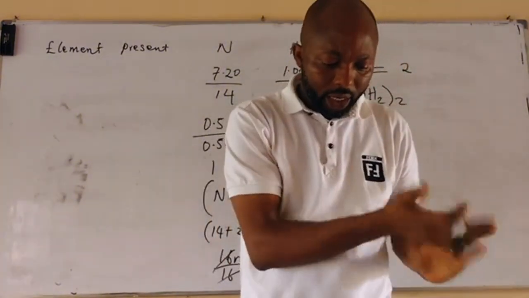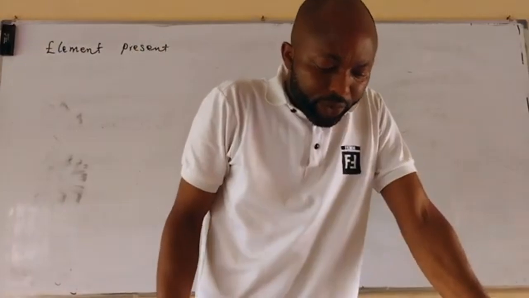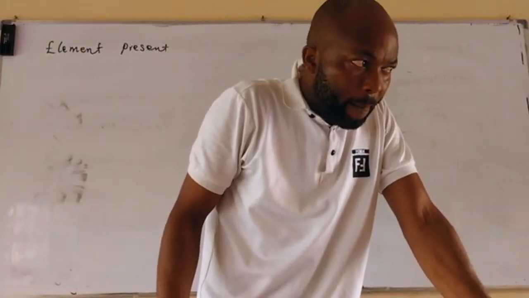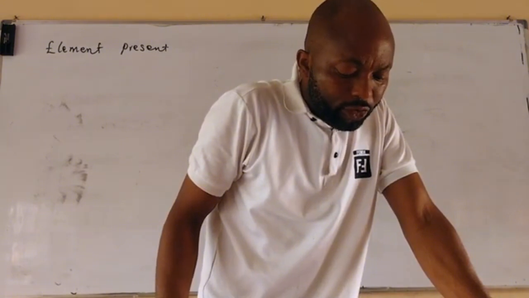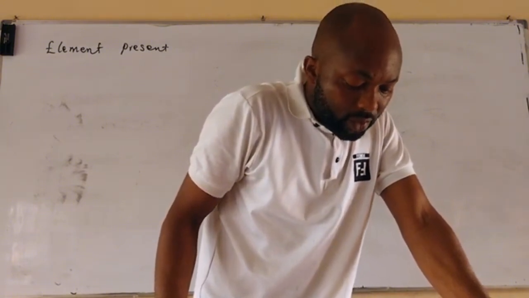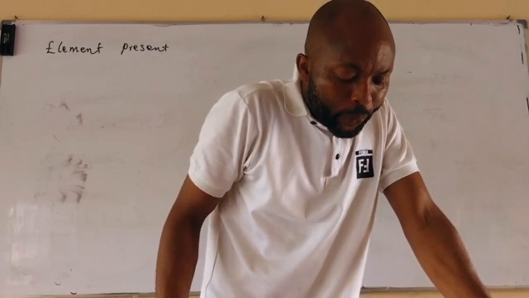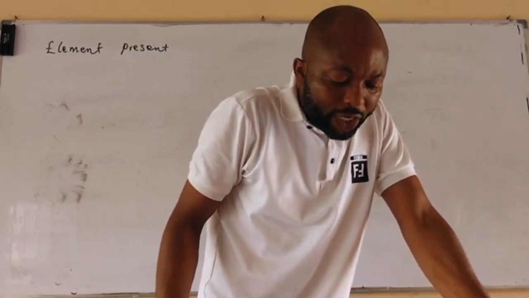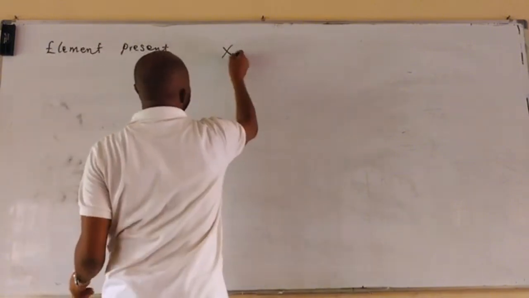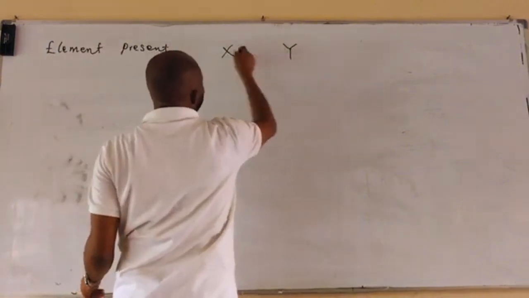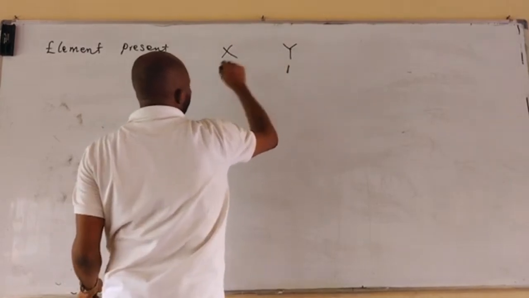Okay, let's move on. Take another question. A compound of empirical formula XY has a molar mass of 26. Calculate the molecular formula, if X is 12 and Y is 1. So the elements given are X and Y, with X being 12 and Y being 1.